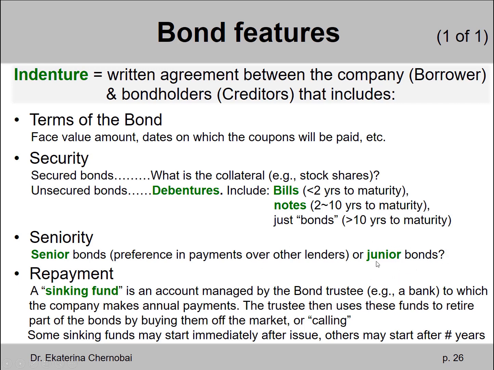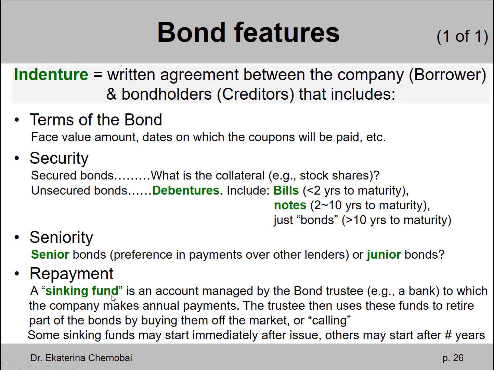So the junior bonds are basically more risky. They present more risk to those who buy them because there is a chance they will not receive their promised coupon payments and the face value, since they get the second priority in repayment.